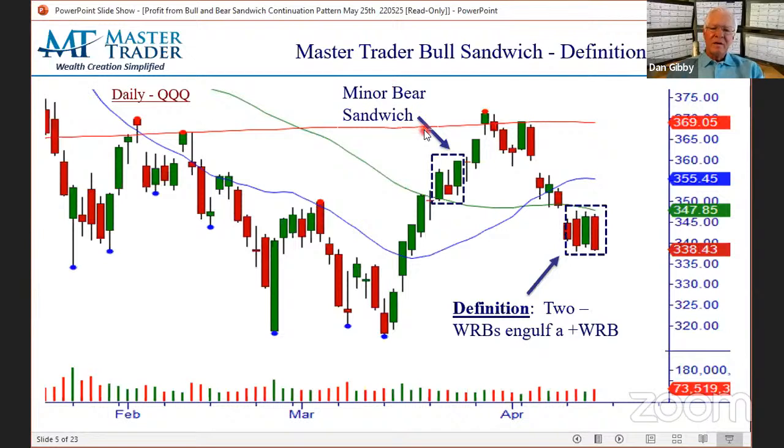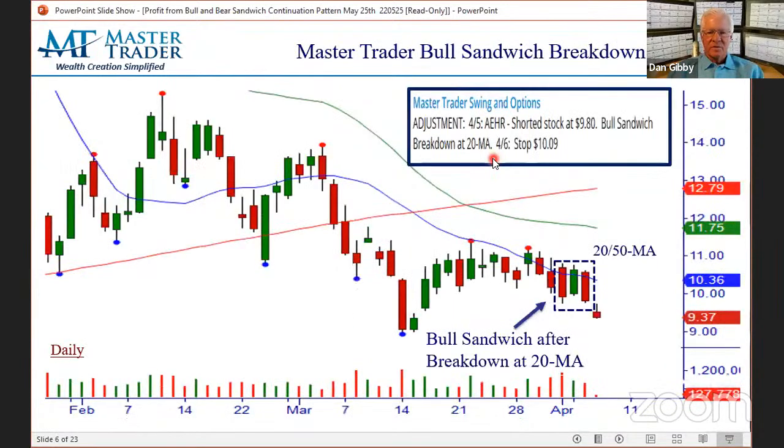So this one, whenever something's not textbook, we just call it minor. So this one we call a minor bear sandwich. The red is in the middle, but you've got two big green bars. I know it's moved a lot, but the red bar being ignored was a continuation. This thing rolled over. We put 3 simple moving averages on our charts: the blue is 20, green 50, and 200. So we're in a short and intermediate term downtrend. This was a closing breakdown at the 20 with a bull sandwich with a price void. I mean, that's the takeaway on this.